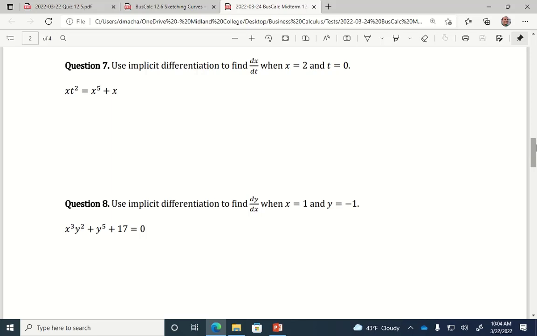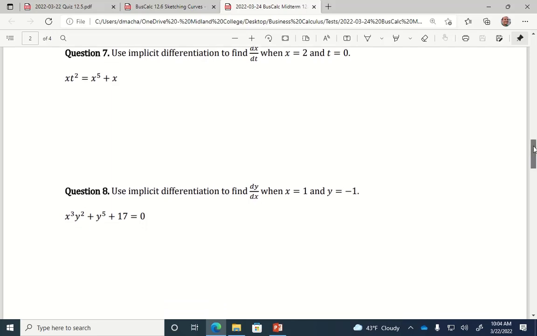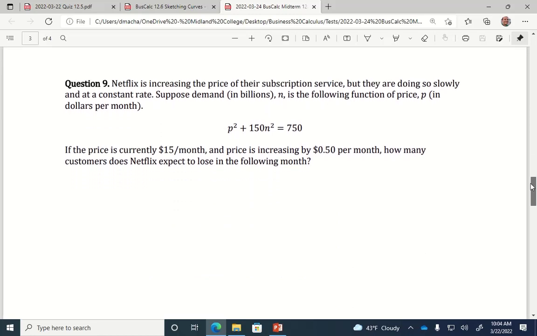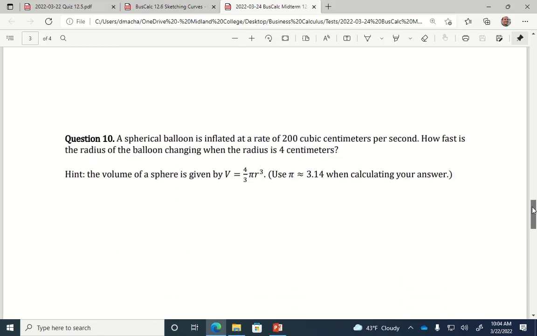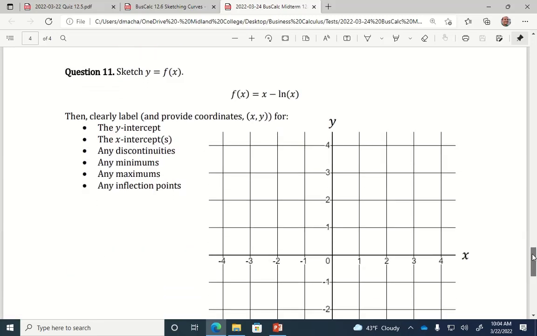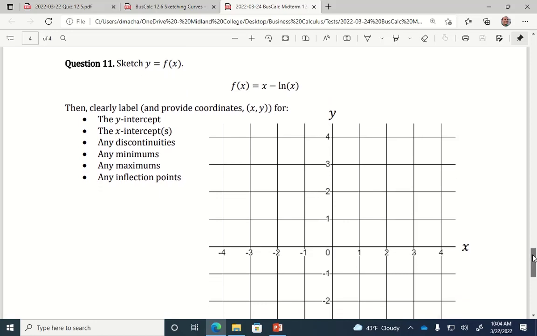So implicit differentiation is something we covered last Tuesday. And then you're going to have two related rates questions. So they're going to be both word problems, so that's like a related rates question about Netflix, and this is a related rate question about filling up a balloon. The questions are not going to be about Netflix and balloons. They might be a little bit different when you actually get your exam on Thursday, but there will be two related rates questions. And then your last question is what we're talking about today in class, which is just sketching a function as best you can.